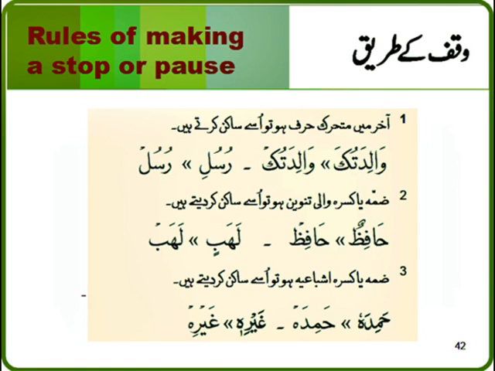Now, the second rule of making a stop is when you have the tanween of a dhamma or the tanween of a kasra. Whenever you see any of these two tanweens and you must stop there, then you have to turn that tanween into a jazm or into a sukun.